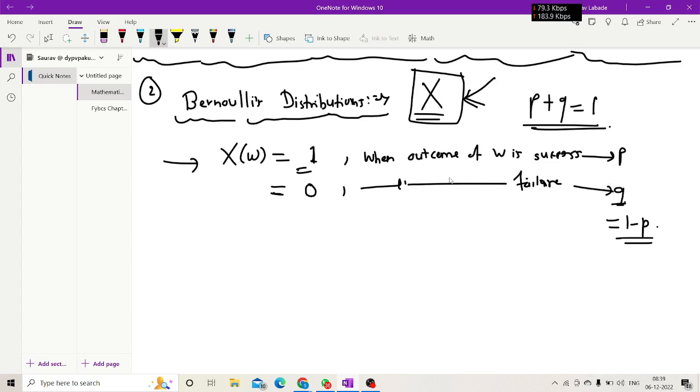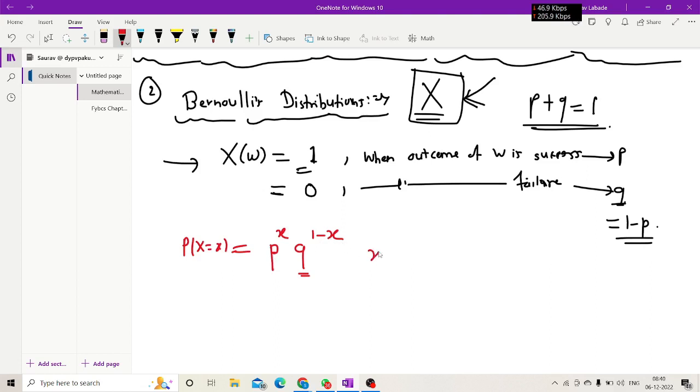And from this, I can generate the probability mass function. The probability mass function of the Bernoulli distribution can be written as probability of X equals x is equal to P raised to x and Q raised to 1 minus x. Since this is the probability of success, it is P raised to x, and the probability of failure is Q raised to 1 minus x.